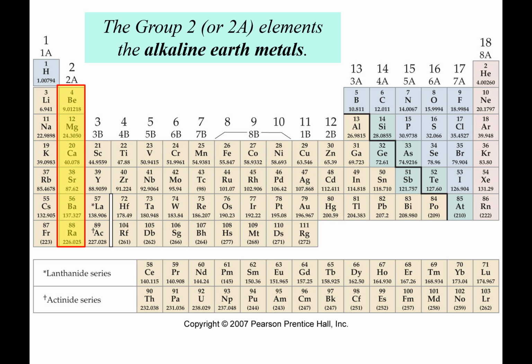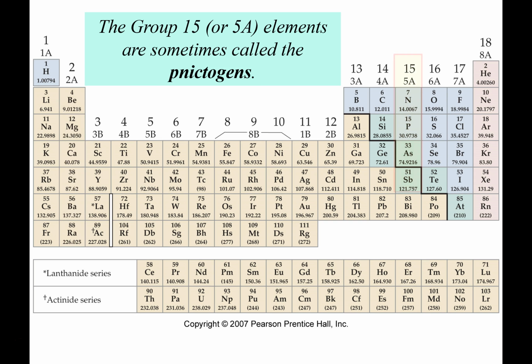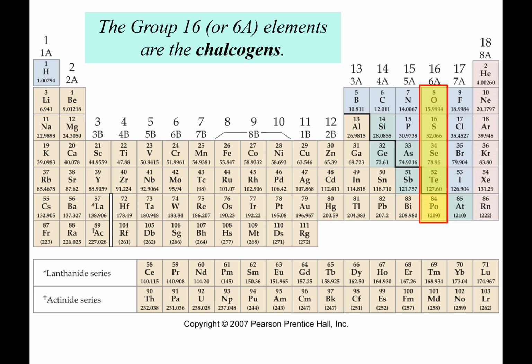Okay, then we skip these groups. There's no fancy name for them. We go over to 5A, or 15, and they are the... do you think the P is silent? Pnictogens? I think so. Pnictogens, that's what we'll call them. And then we go over to the next one, 6A, and they are the chalcogens.